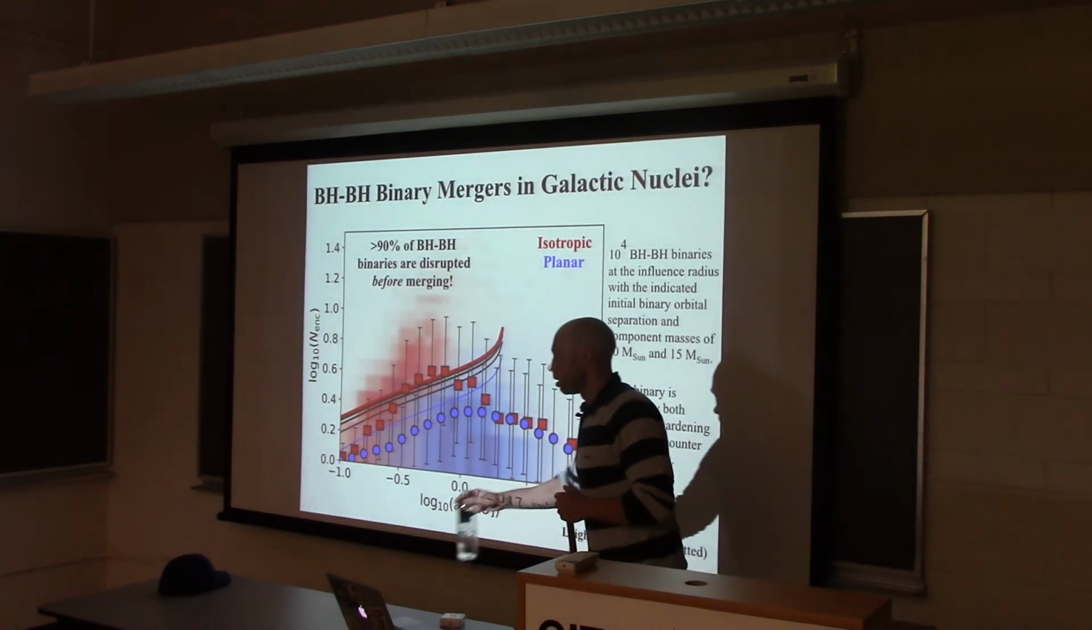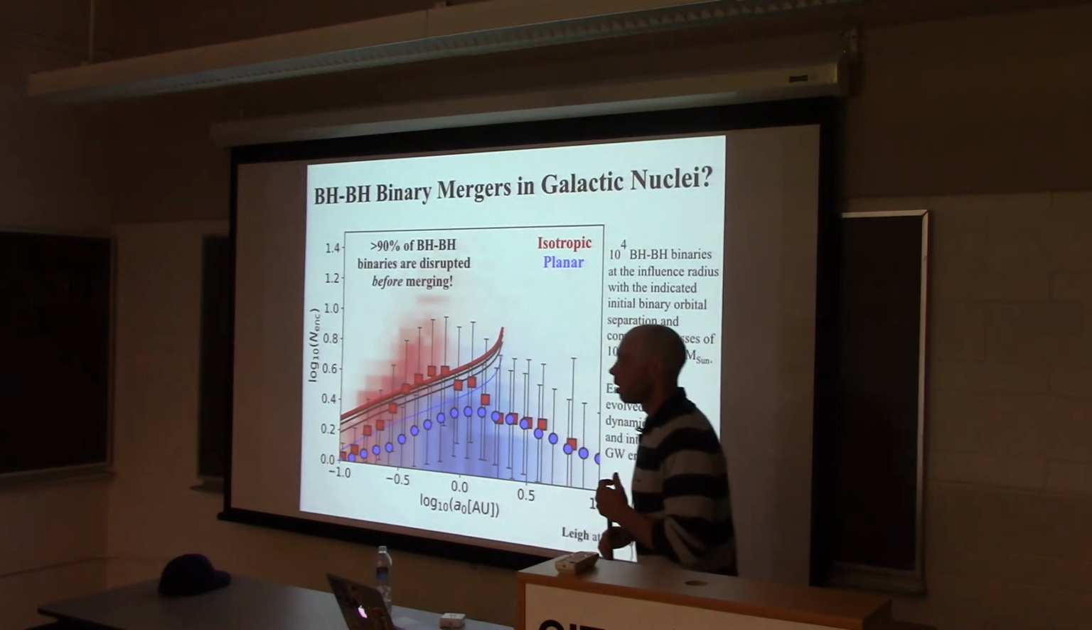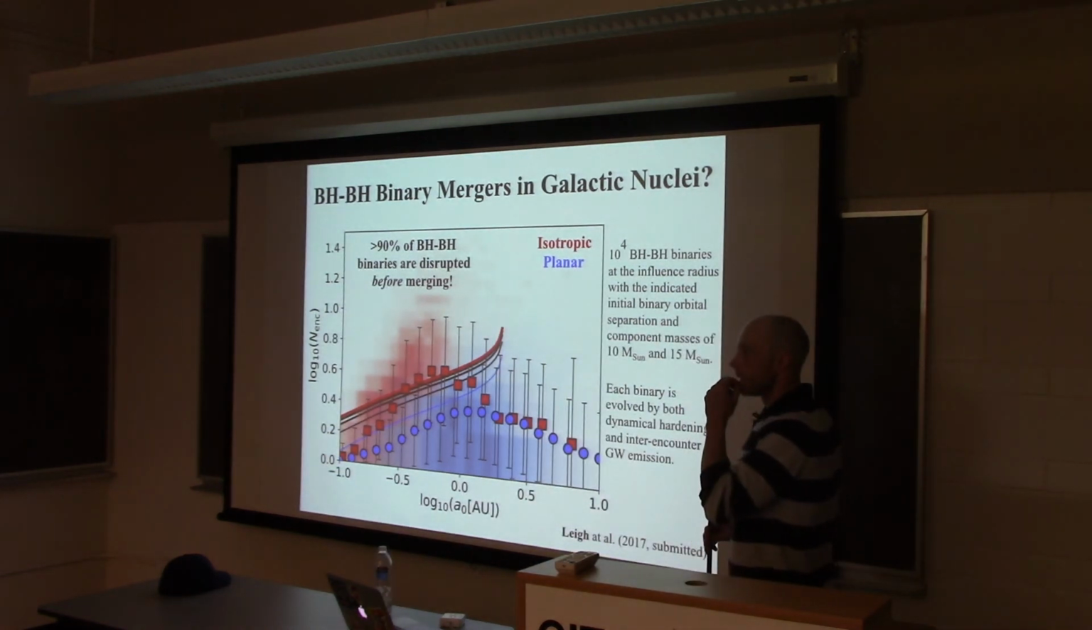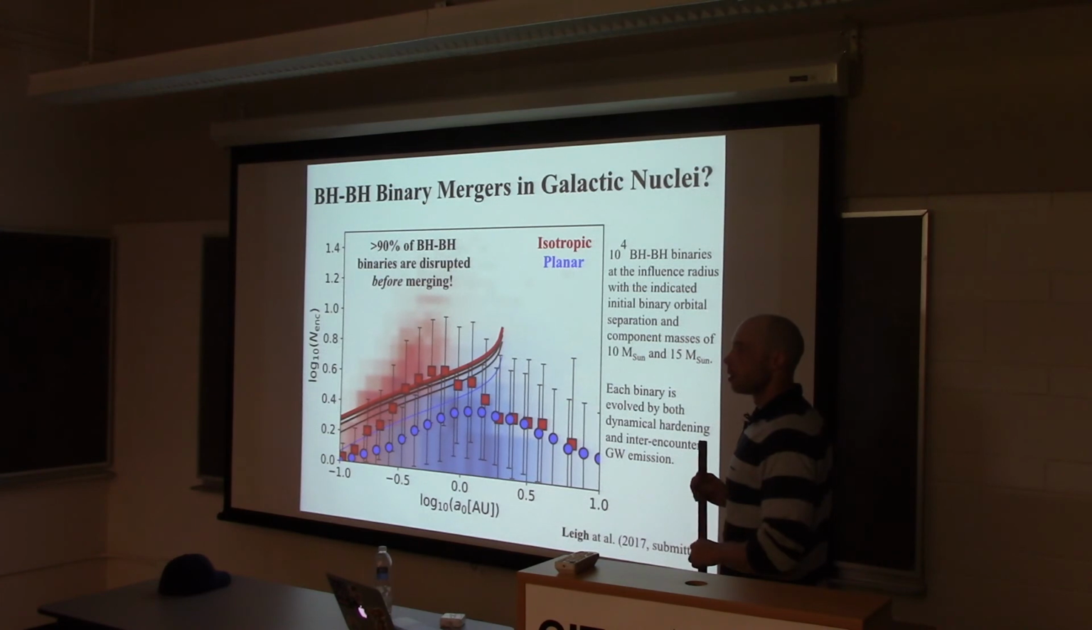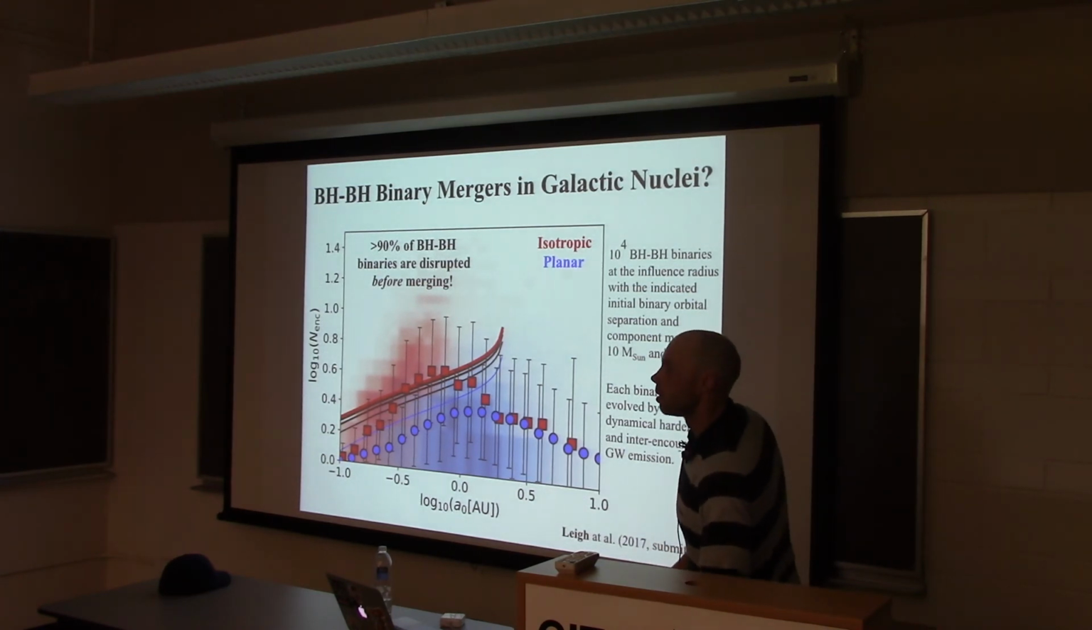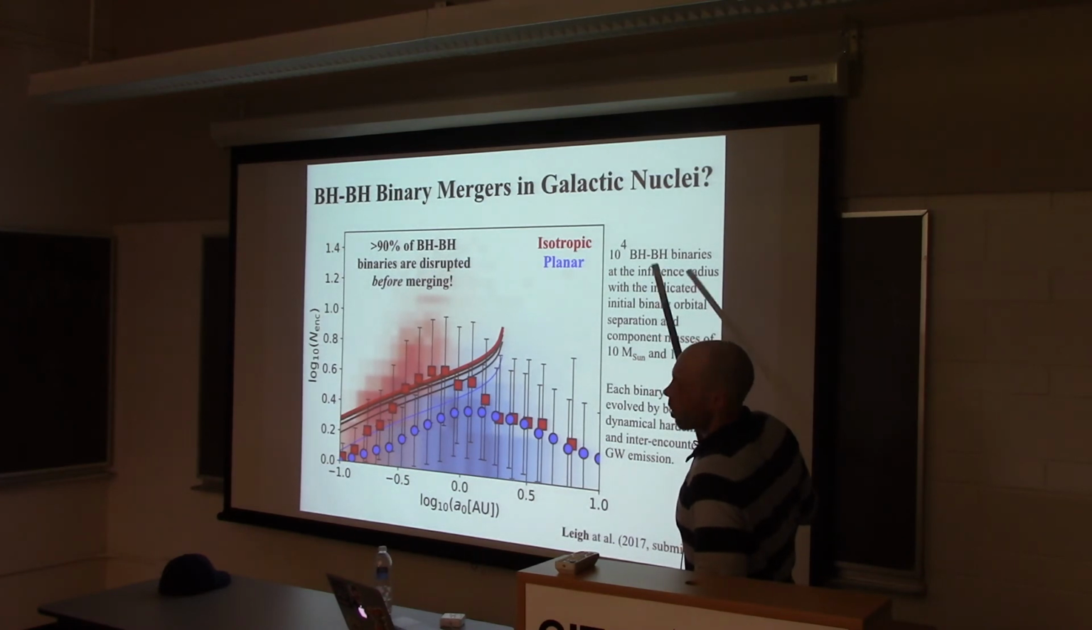My question is, what is the set of separations you're having now? It's about 1 to 10 AU. So it's marginally hard. Okay. This one also didn't have any supermassive black holes. It does, but that's why we put it at the influence radius, so that you don't really care about it.